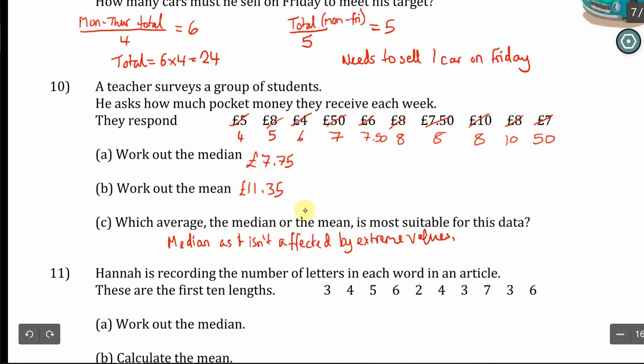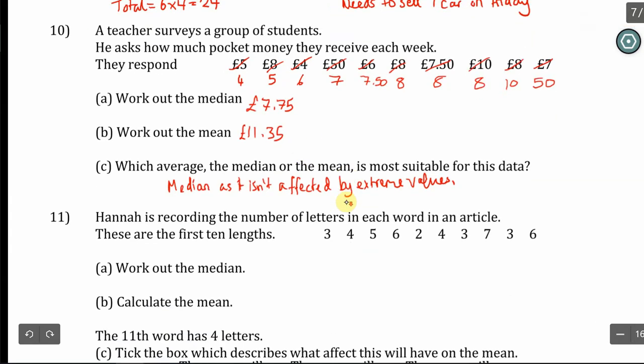And that's actually one of the reasons why we have a few different types of average. Otherwise we'd just use the mean all the time. They all have their positives and their negatives.